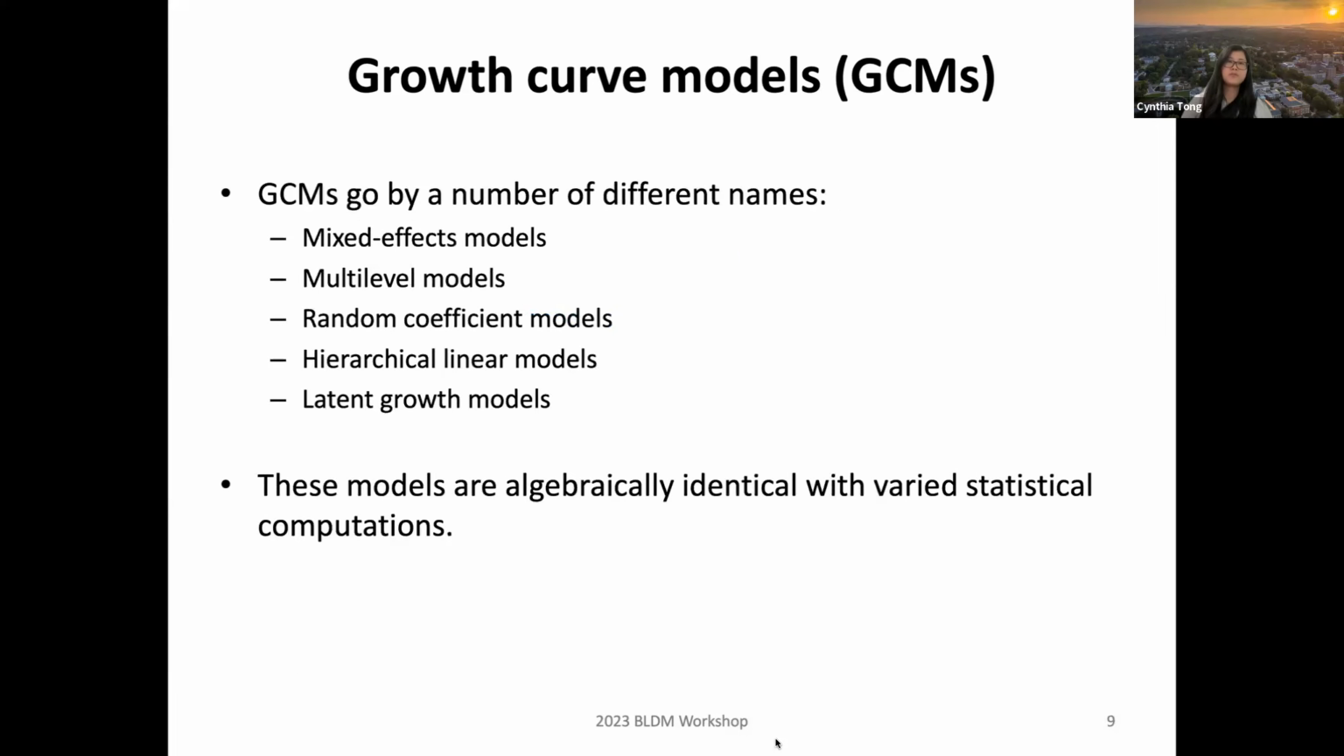And growth curve models usually go by a number of different names, such as mixed effects models, multi-level models, random coefficients models, hierarchical linear models, latent growth models, but these models are all algebraically identical with various statistical computations.